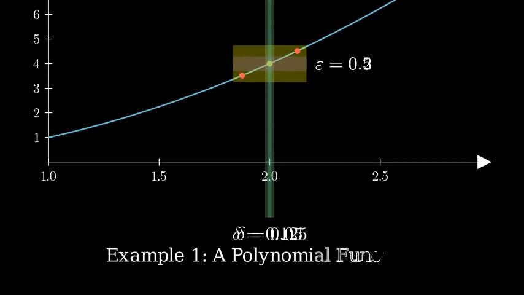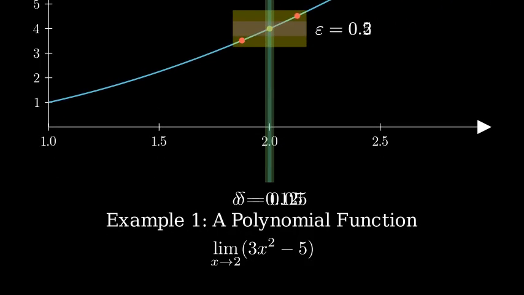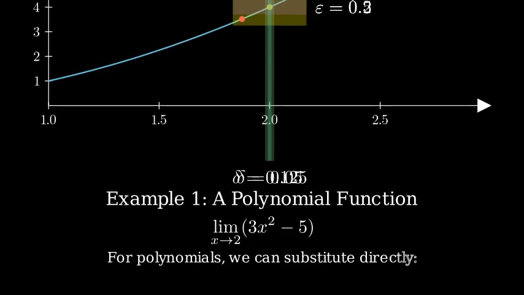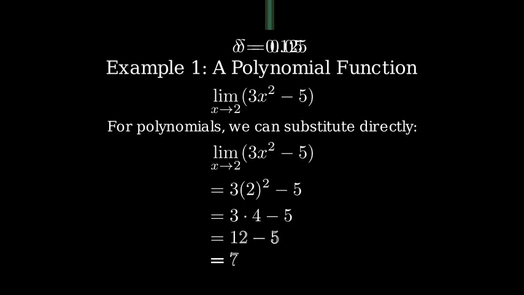Example 1. Find the limit of 3x squared minus 5 as x approaches 2. Since polynomials are continuous everywhere, we can directly substitute x equals 2 into the function. 3 times 2 squared minus 5 equals 3 times 4 minus 5, which equals 12 minus 5, which equals 7. Therefore, the limit of 3x squared minus 5 as x approaches 2 is 7.